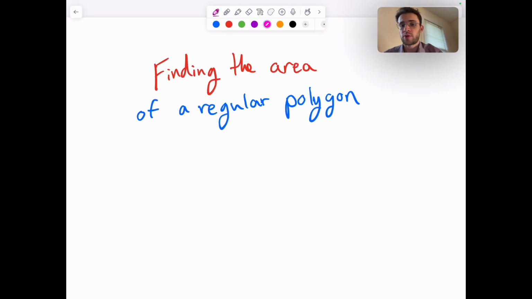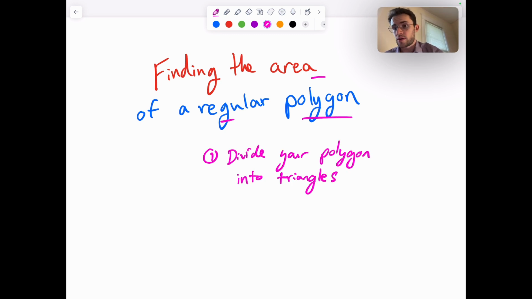If you have a geometry problem where you need to find the area of a regular polygon, follow these steps. First, divide your polygon into triangles. Since it's regular, all of the sides are the same, all of the angles are the same. You divide it into triangles, all of those triangles will be congruent.